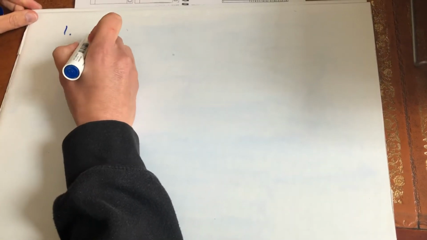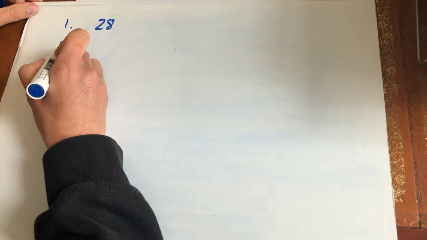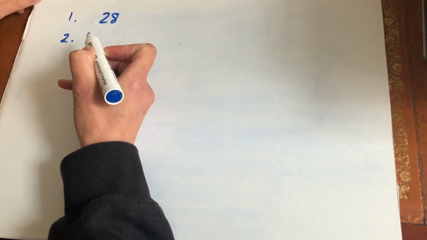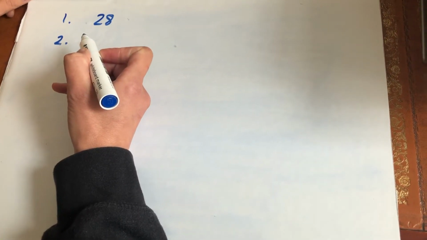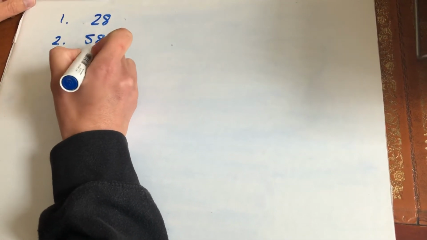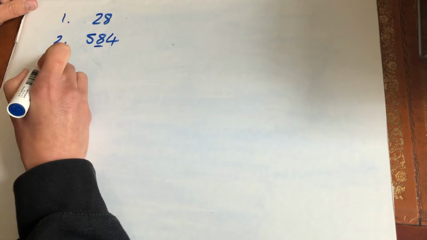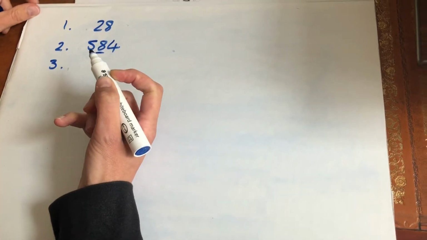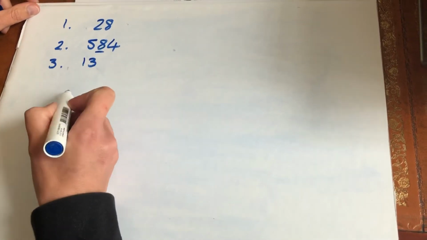Okay, question 1, 28 times by 1, any number multiplied by itself is itself, giving me 28. Question 2, something equals 534 add 50, 584. Only my tens change. Question 3. Anything divided by 1 is itself, giving me 13.